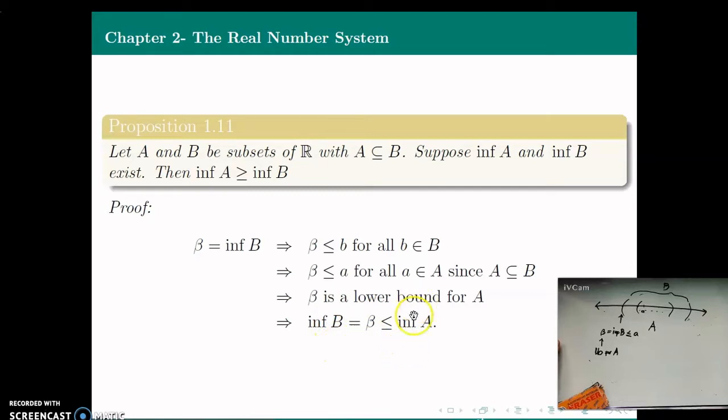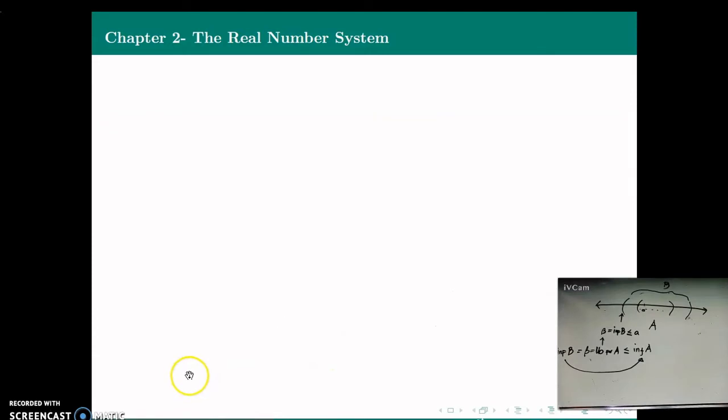Now in this case, since beta is a lower bound for A, it is less than or equal to the infimum of A, because the infimum of A is the greatest among all the lower bounds for A. So we have here this is beta, and our assumption is beta is equal to the infimum of B. So we have shown that the infimum of B is less than or equal to the infimum of A. So we're done. Okay, let's have the next one.